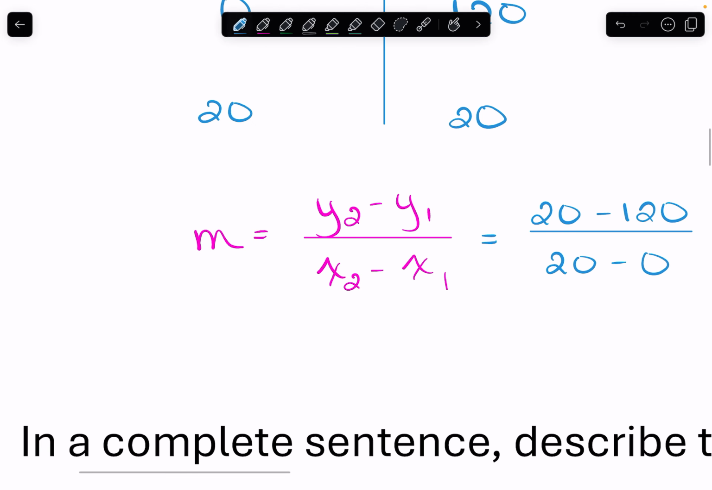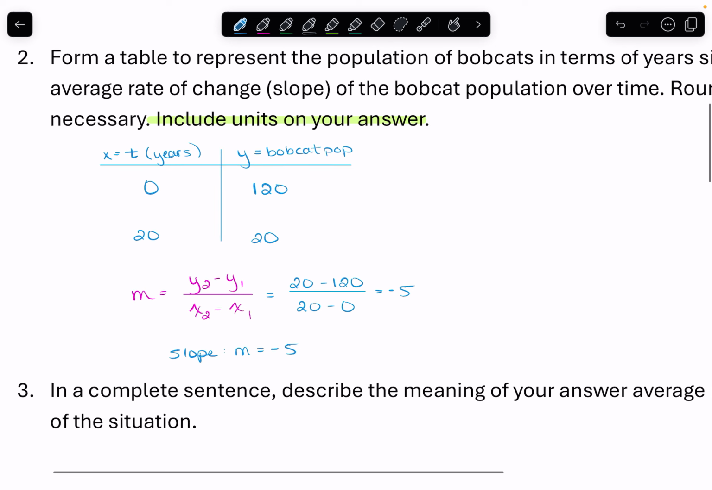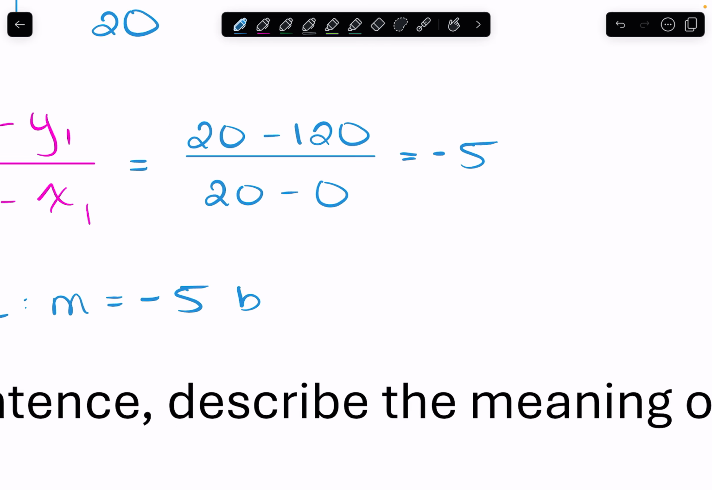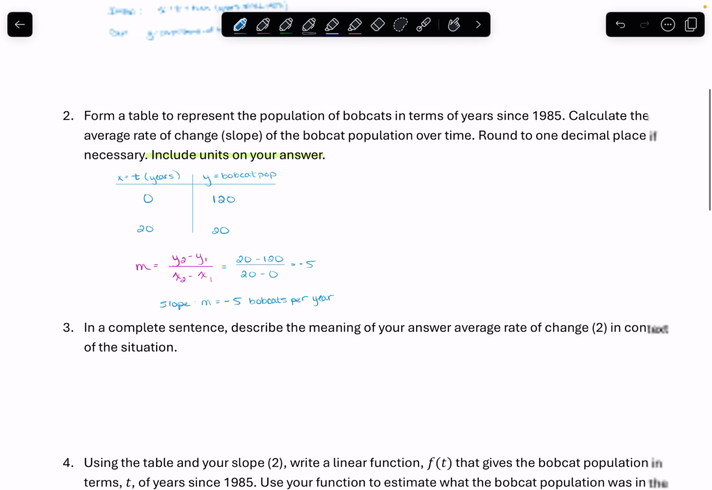So I'm going to come back down here and I'm going to say, okay, my slope is m equals -5. And as far as the units are y per x. So if I go look at my units for y are bobcats. My units for x are years. So bobcats per, or you could use the division bar, year. So there's my table, there's my slope.